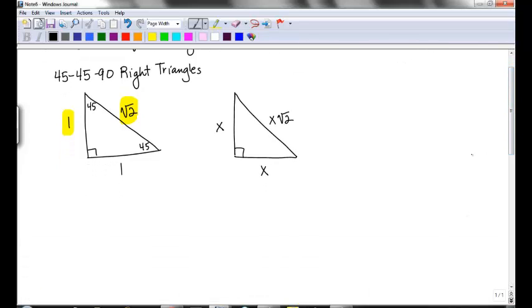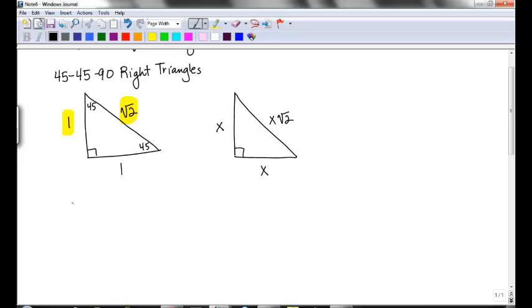Let's say I give you this leg and I want to go to the hypotenuse, I multiply by radical 2. If I give you the x radical 2 and I want to go to the leg, what do I have to divide by? To get from here to here, I have to divide by radical 2, right? So you're either multiplying by radical 2 or dividing by radical 2.